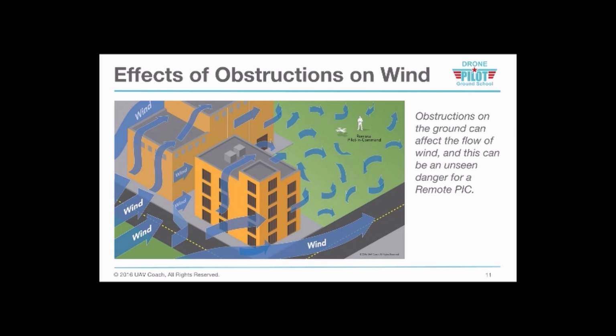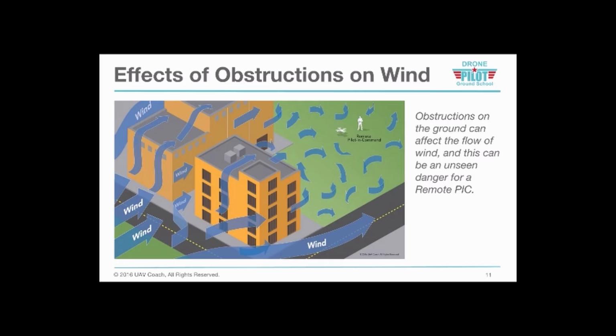Another atmospheric hazard exists that can create problems for remote unmanned aircraft pilots. Obstructions on the ground can affect the flow of wind, and this can be an unseen danger. Ground topography and large buildings can break up the flow of the wind and create wind gusts that change rapidly in direction and speed. These obstructions range from man-made structures like the ones you're seeing in this illustration, hangars, to large natural obstructions such as mountains, bluffs, or canyons.